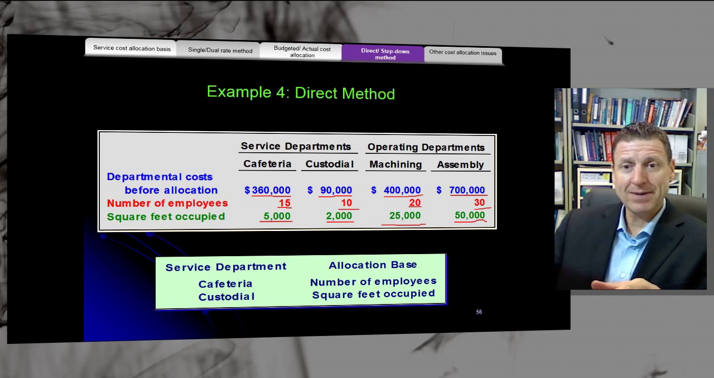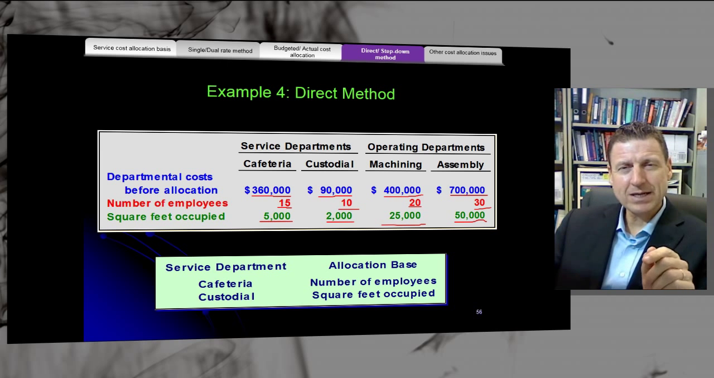Because if one department has more employees, they go into the cafeteria and they have lunch, or if they're doing overtime, they'll go into the cafeteria and have an evening meal. So we can immediately think that the allocation base that we're going to use to spread the cafeteria costs to the operating departments will be the number of employees that work in each of these operating departments. And immediately we can see there's 20 in one, there's 30 in another, 20 and 30, 50. So we can say 40% for machining and 60% for assembly. You know that, don't you?